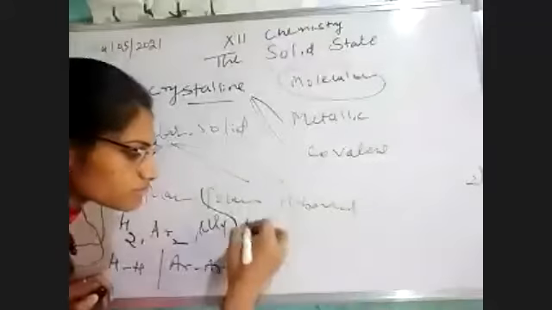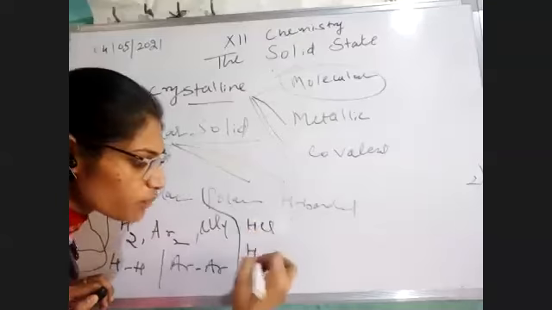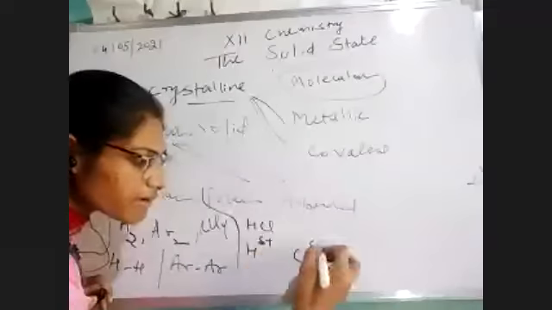For example, we are having SO2, H positive, Cl negative. These kind of molecules. Okay.